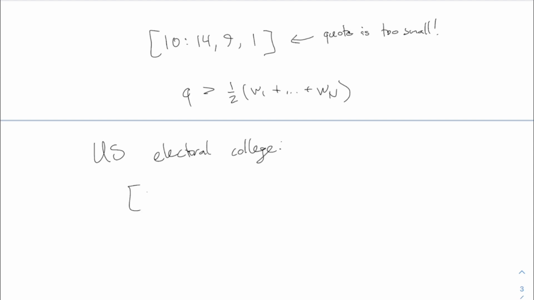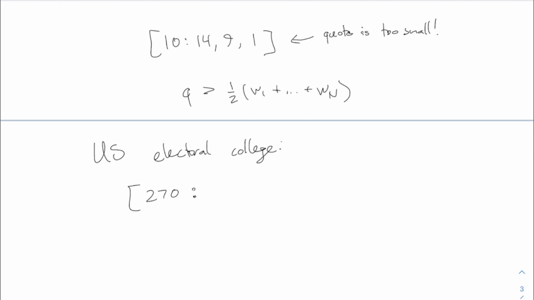I believe you need 270 electoral votes to become the president. So the quota in this system is 270. And then the weights, there are many different weights here. I wrote down some of them last time. I will refresh my memory.